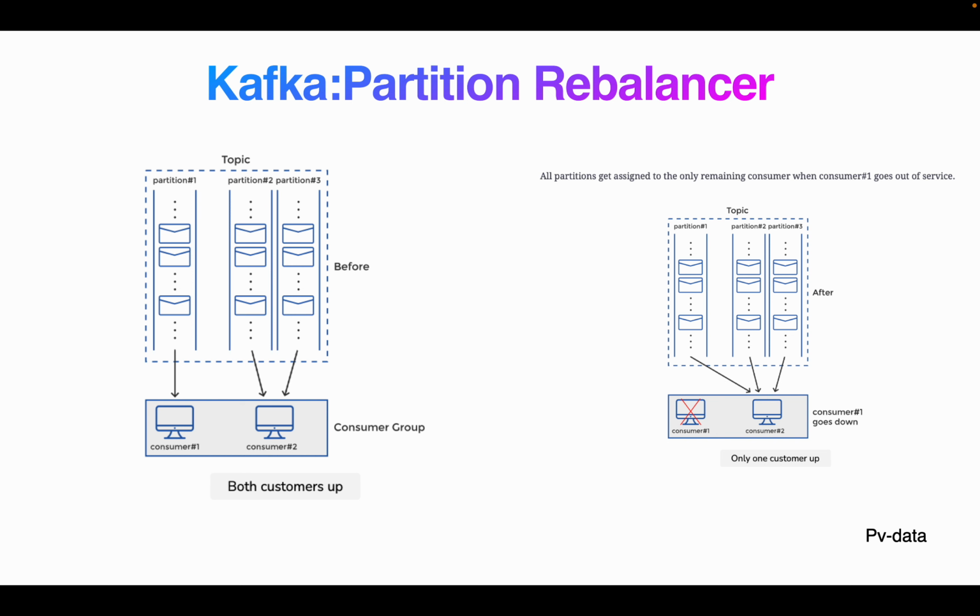Consumer group 1 has consumer 1 and consumer 2. They are in the same group, and consumer 1 is reading partition 1 and consumer 2 is reading partitions 2 and 3. Similarly, here consumer 1 is down, but consumer 2 is up. Consumer 1 goes down, so only one consumer is up. All partitions get assigned to the only remaining consumer when consumer 1 goes out of service.